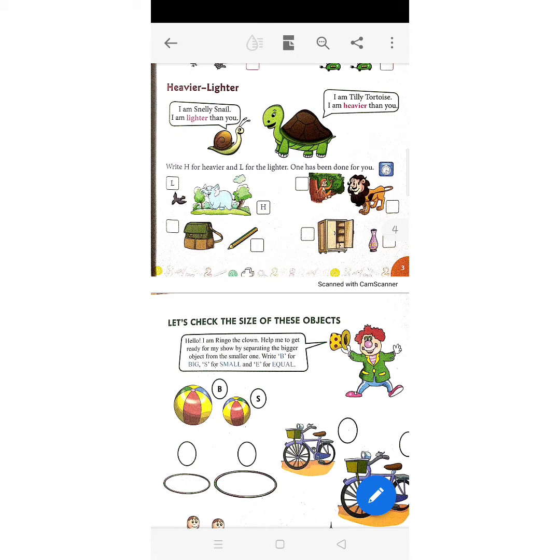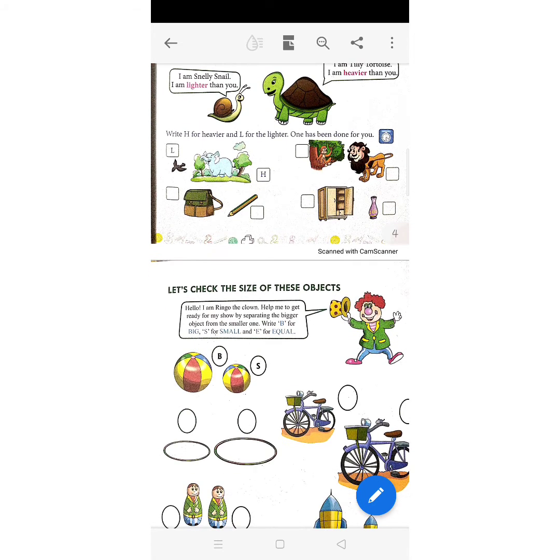Next, the monkey is lighter compared to the lion. Or we can say the lion is heavier than the monkey. Next, the bag is heavier than the pencil. Or the pencil is lighter than the bag. Next, the cupboard is heavier than the vase. Or the vase is lighter than the cupboard.